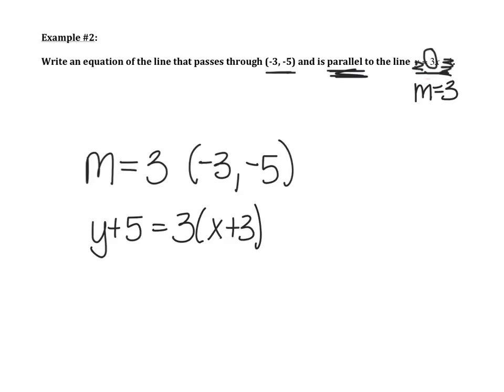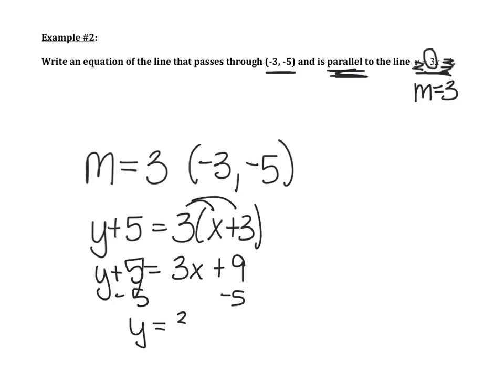Since the equation I was given here had y by itself, it was in slope-intercept form, I'm just going to finish this by distributing and getting y by itself. Not that it necessarily told me this in the instructions, but this is what I'm going to do just to have some consistency in my answer. So I distributed first, I'll subtract the 5. So again, my goal is to get y by itself, so I have y equals 3x plus 4. So there would be my final answer.